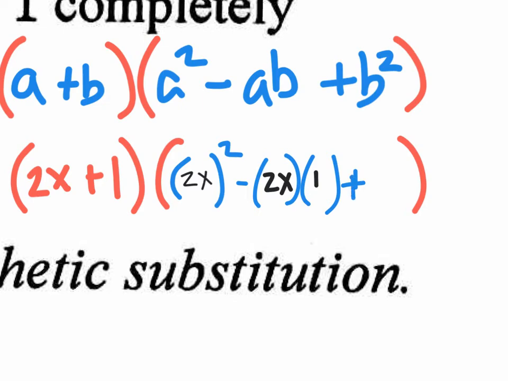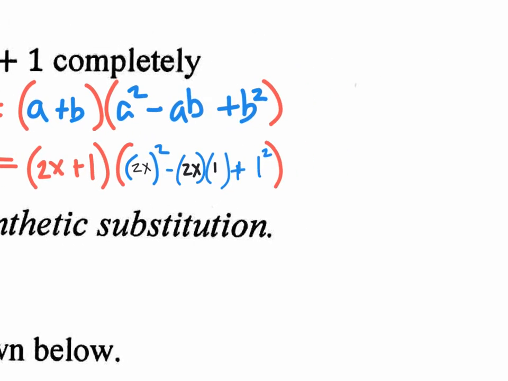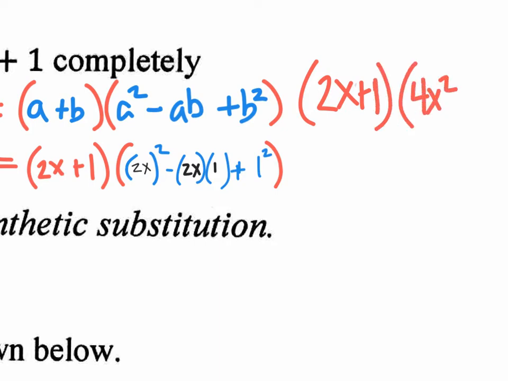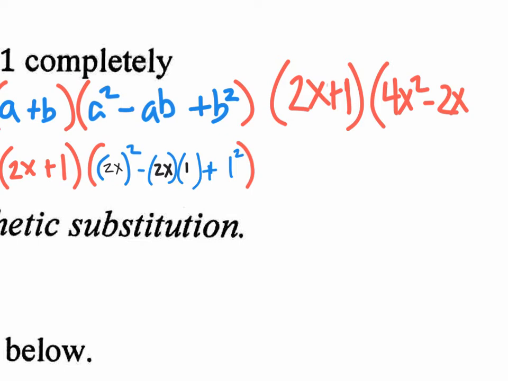You could put in parentheses, but it's not going to make a difference. It's still going to be 1. You know what? I'll just put the square there just for fun. Anyway, to make your answer as nice as possible, you're going to have the binomial 2x plus 1 times the trinomial 4x squared minus 2x, running out of space here, plus 1 at the very end. And that's your factored form of that guy.